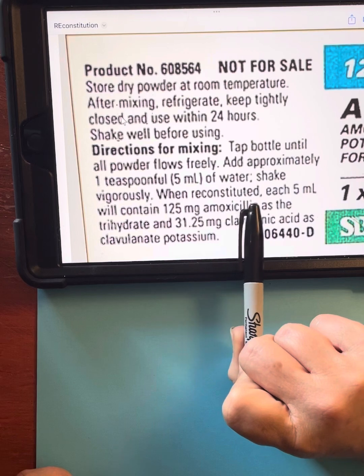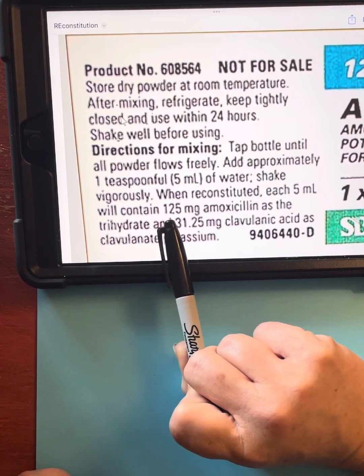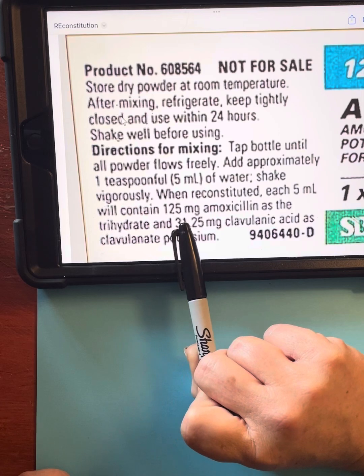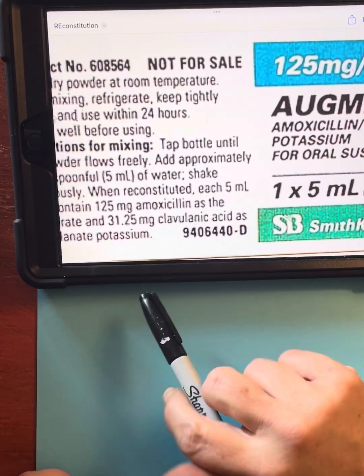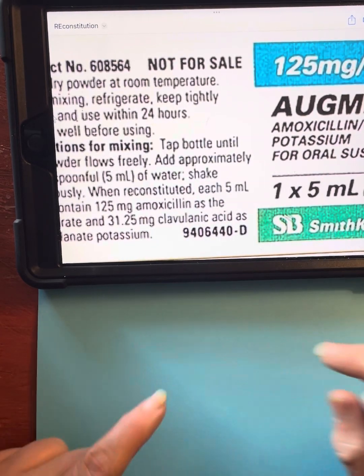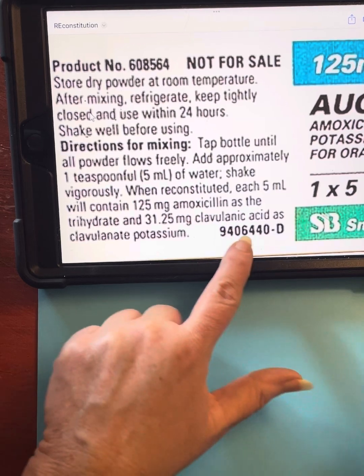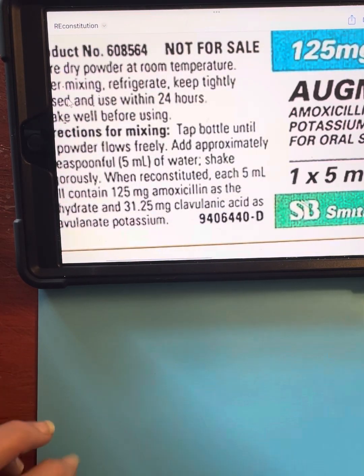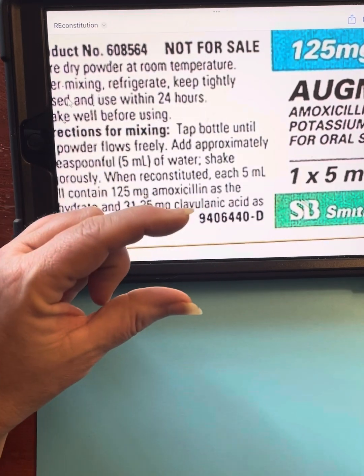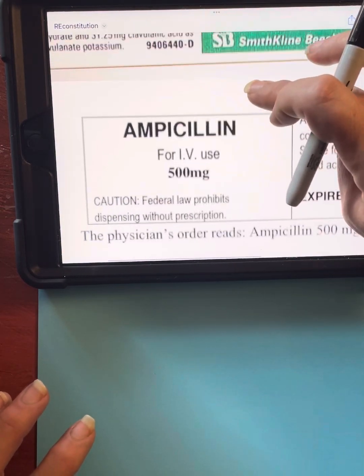When reconstituted, each 5 milliliters will contain 125 milligrams of the brand name Augmentin. Okay? I know it's got part of that too, but we're going by the Augmentin, the 125 per 5 milliliters. And that'd be a little old tootie bottle like that. All right, so here we go.